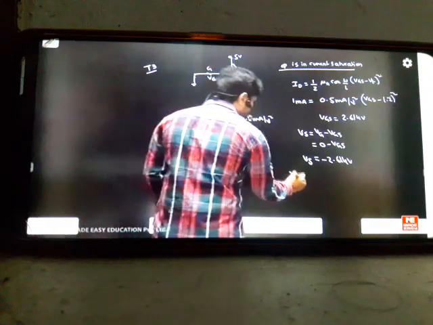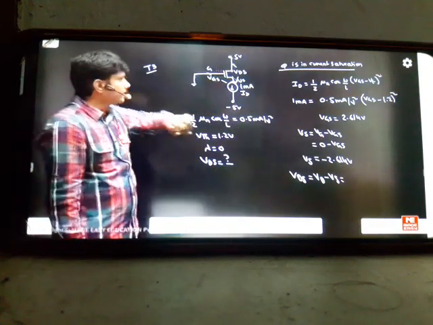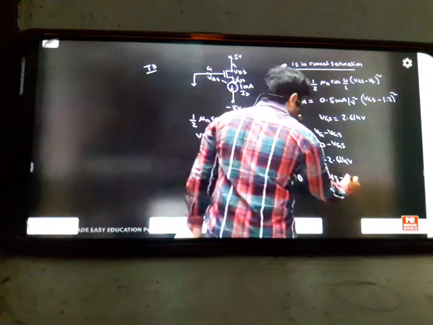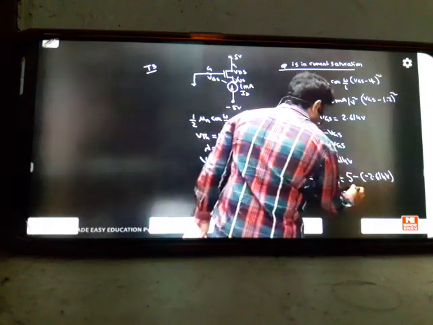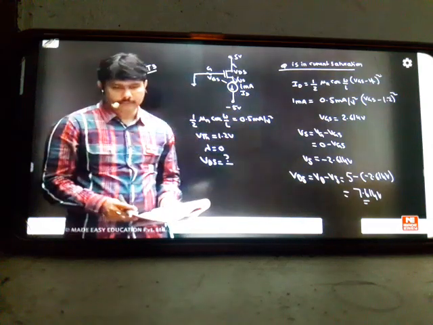Then what is VDS? It is VD minus VS. Drain voltage is directly given as 5 in the problem. Source voltage I got with the help of VGS. So you can write it as 5 minus of minus 2.614 volts, so it will become 7.614 volts. I'm expecting everybody to get that answer.